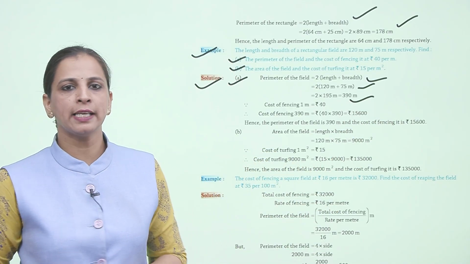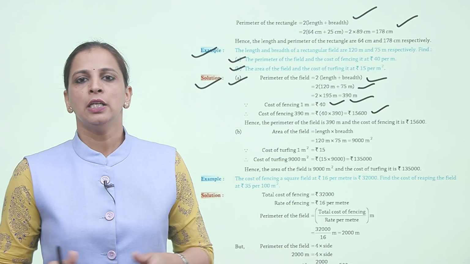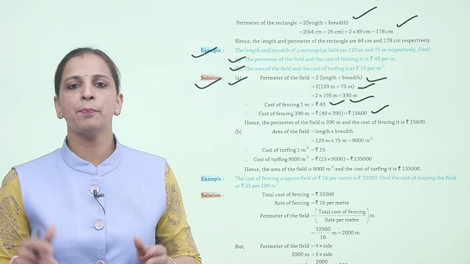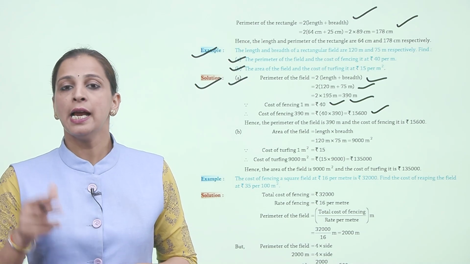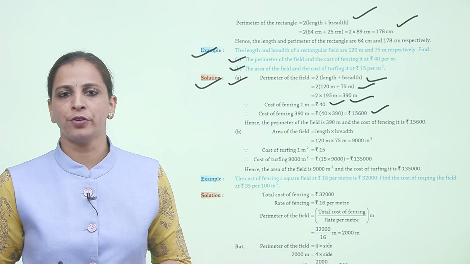Now cost of fencing is 1 meter की cost क्या है? 40 rupees. तो 390 meter की कितनी होगी? 40 into 390, that is equals to rupees 15,600. Hence the perimeter of the field is 390 meter and the cost of fencing is rupees 15,600.